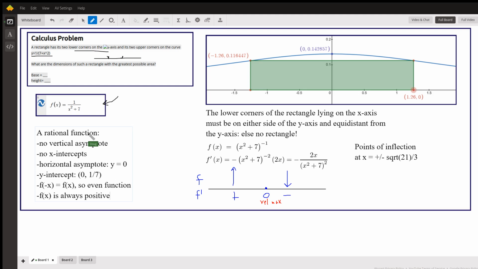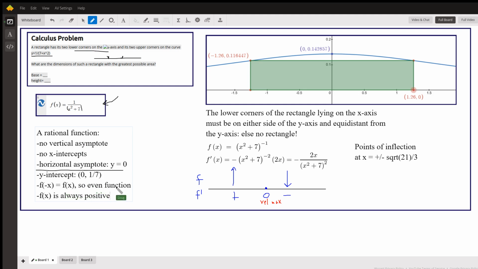This is a rational function. It's got no vertical asymptote because the denominator never equals 0. It's got no x-intercepts because the numerator never equals 0. It's got a horizontal asymptote at y equals 0 because the degree of the denominator is greater than the degree of the numerator. The y-intercept is at (0, 1/7).